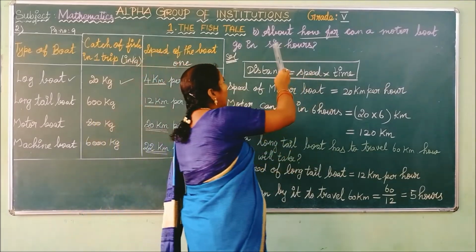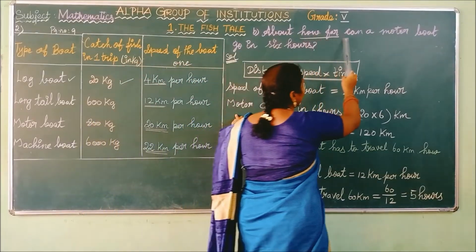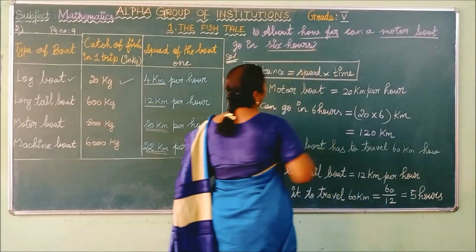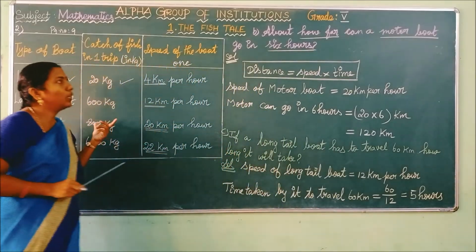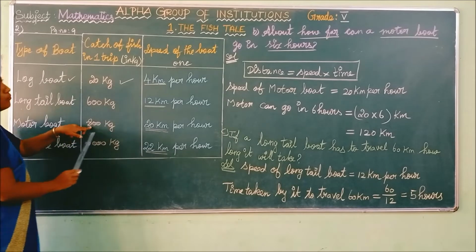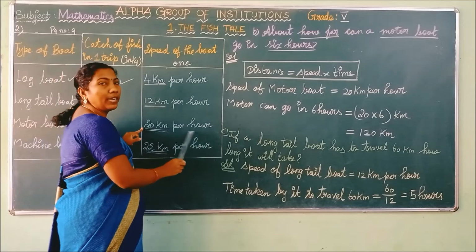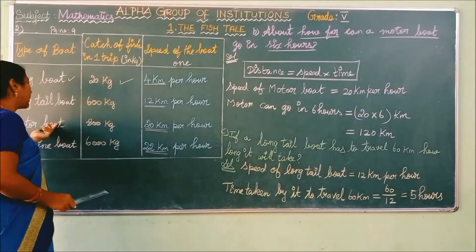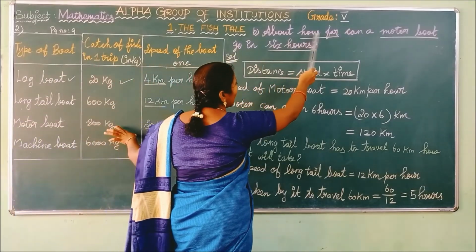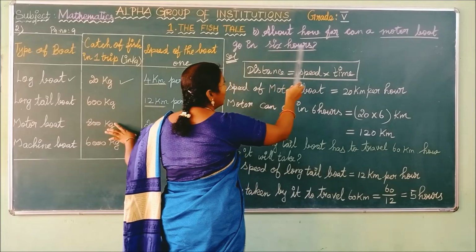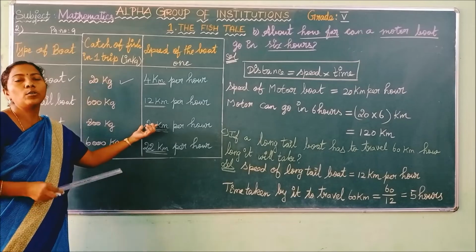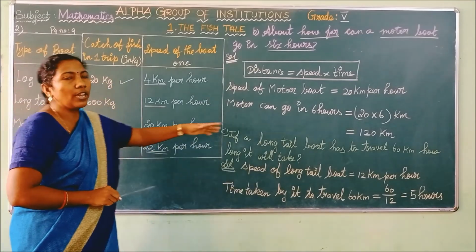Okay. So in this question they are asking how far can a water boat go in 6 hours. So come to the table column. Here they have given that the motor boat can catch 800 kg of fish and its speed is 20 km per hour. It means the motor boat can go 20 kilometers in 1 hour. In this question they are asking how far the motorboat can go in 6 hours. So 1 hour 20 kilometers. So for 6 hours you have to multiply 20 into 6, you get the answer.